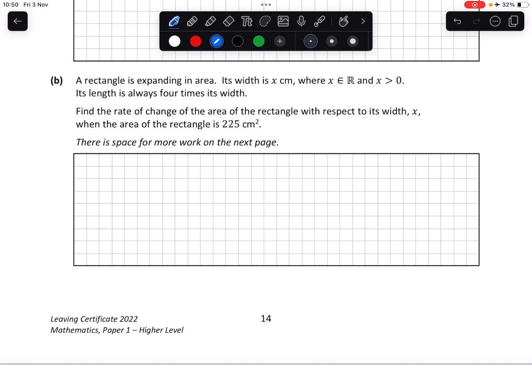A rectangle is expanding in area. Its width is x centimeters, where x is a real number and x is strictly greater than 0.